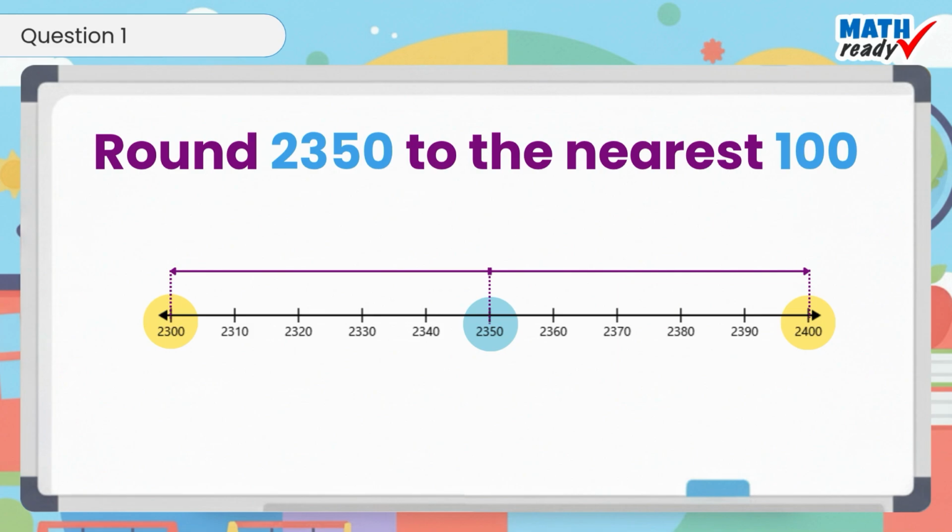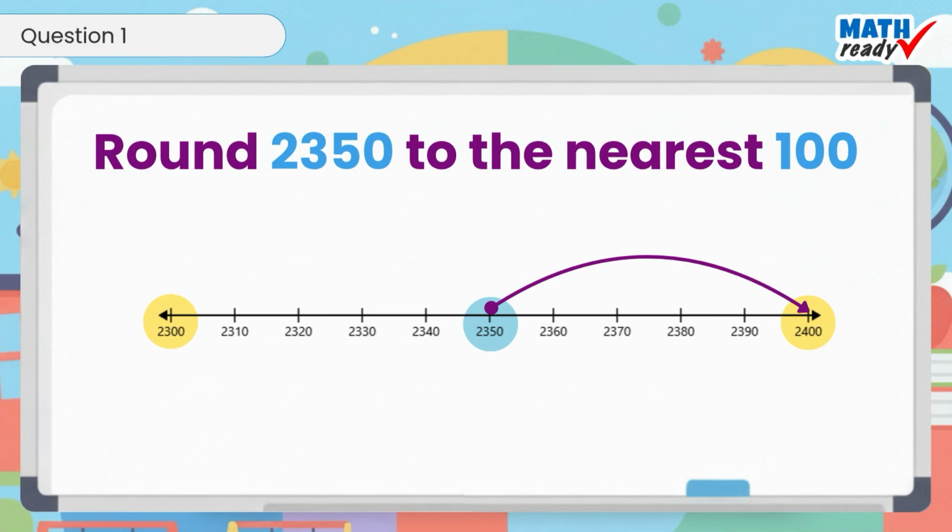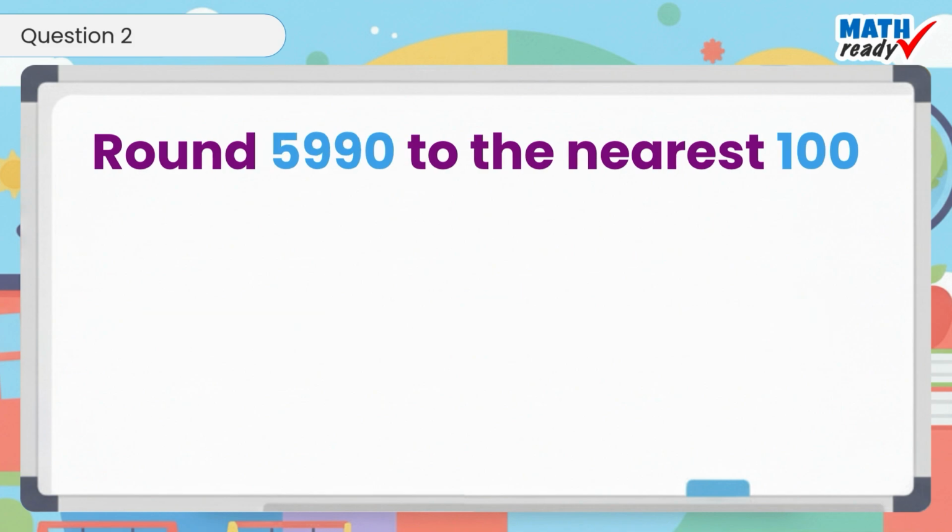When rounding to the nearest hundred, if the number sits exactly in the middle of the numbers above and below it, we always round up. This means that 2,350 rounded to the nearest hundred is 2,400. Let's have a look at the second example.